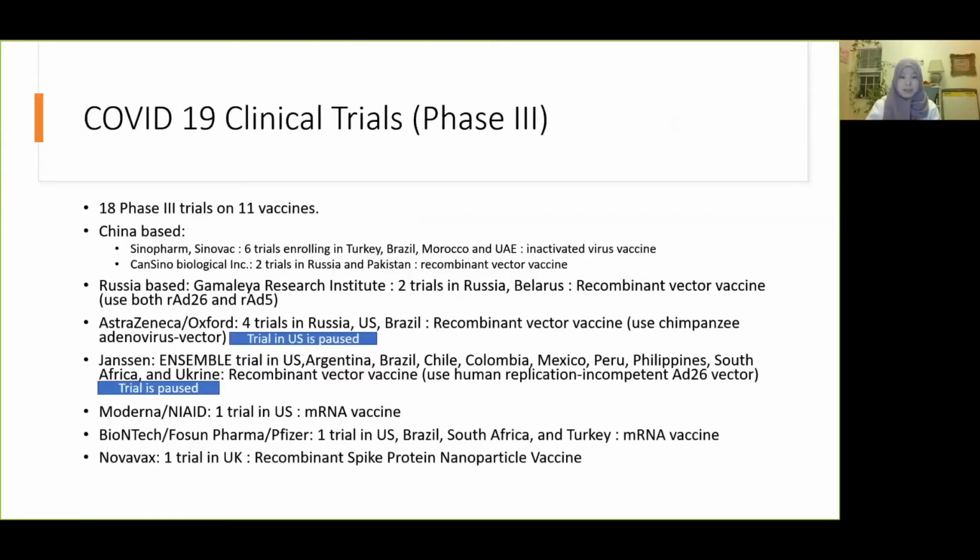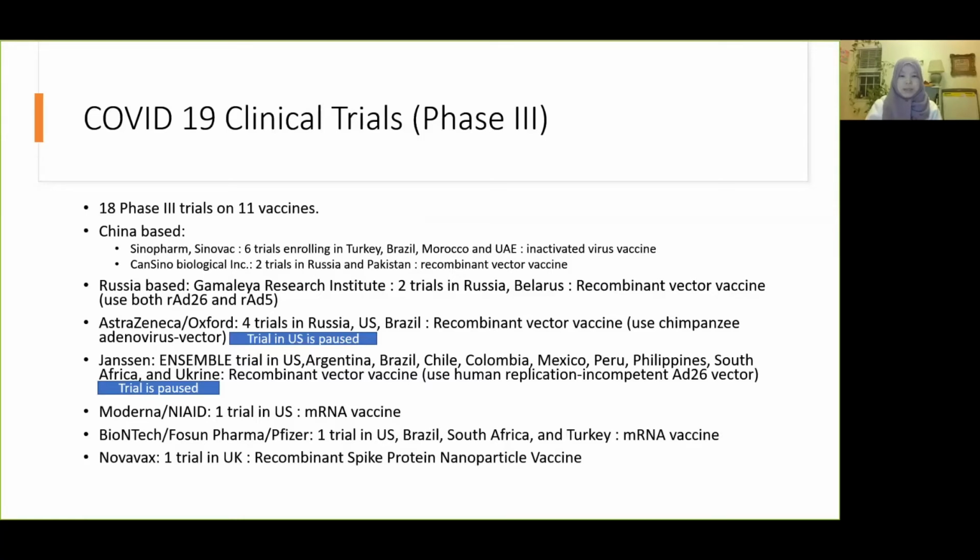Applying this, we are able to connect information from Violin, VO, WHO, and clinical trial registries. Here, we present the 18 phase 3 clinical trials for 11 vaccine candidates. China, Russia, and AstraZeneca dominated current phase 3 trials. China developed 2 types of vaccines, inactivated vaccine and recombinant. They run 8 trials in Turkey, Morocco, UAE, Pakistan, and Russia.